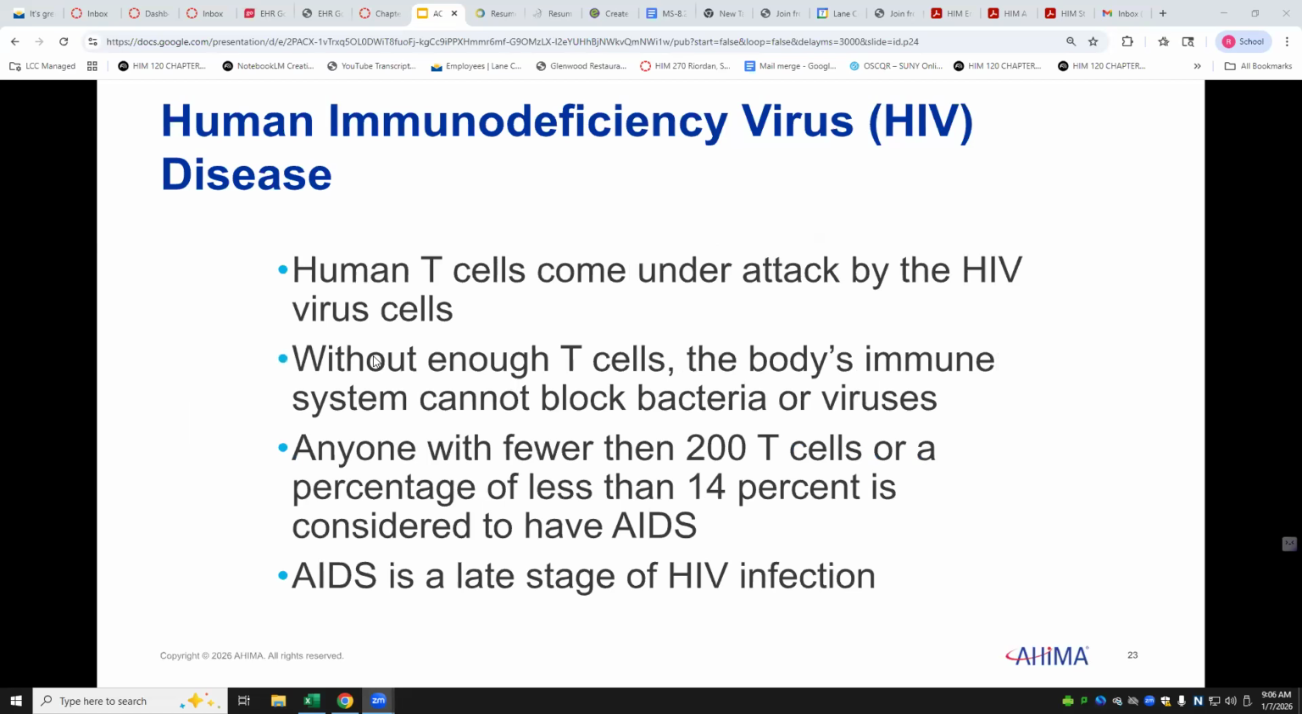When human T cells come under attack by the HIV virus, the immune system cannot block bacteria or viruses. Anybody with fewer than 200 T cells or a percentage of less than 14% is considered to have AIDS. AIDS is the late stage of the HIV infection.